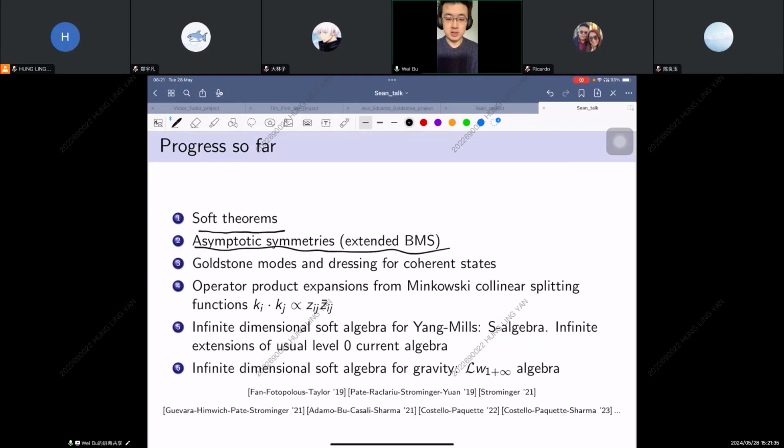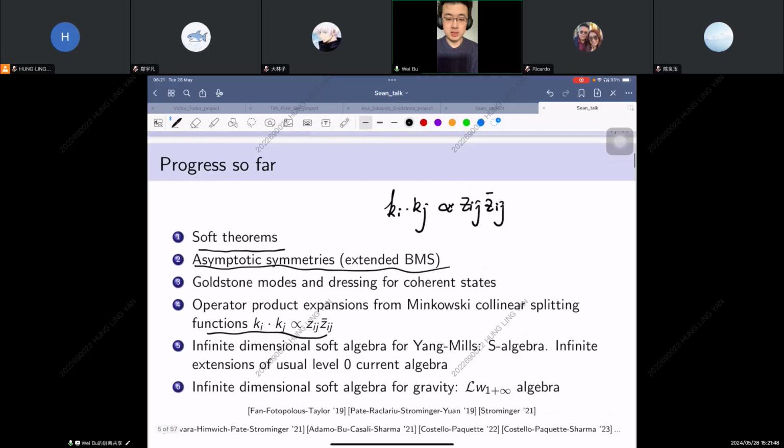And if you take a collinear splitting function, so if you look at how ki.kj behaves, it's actually proportional to zij, z bar ij. I'm parameterizing spinor helicity in a very specific way. I'm writing k mu equals sigma mu alpha alpha dot kappa alpha kappa tilde alpha dot. And I'm writing on a local patch kappa as (1, z), and kappa tilde as (1, z bar). So this is on a local patch of S2.